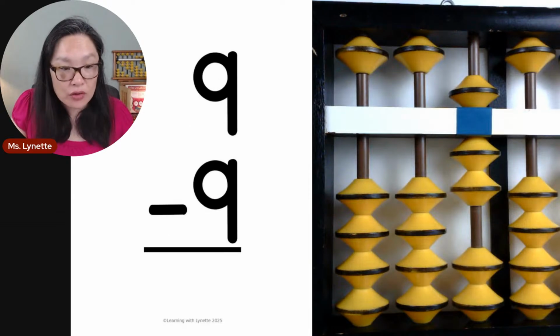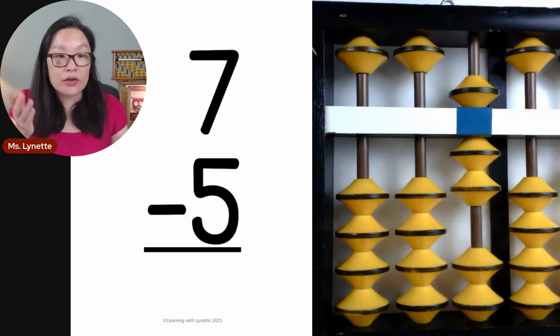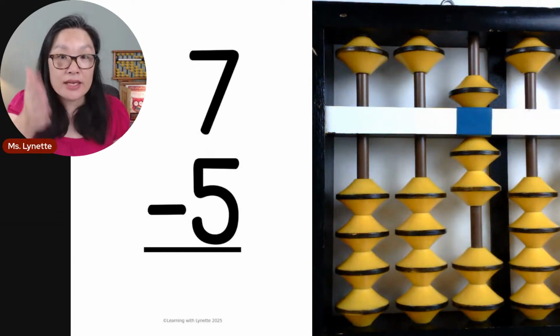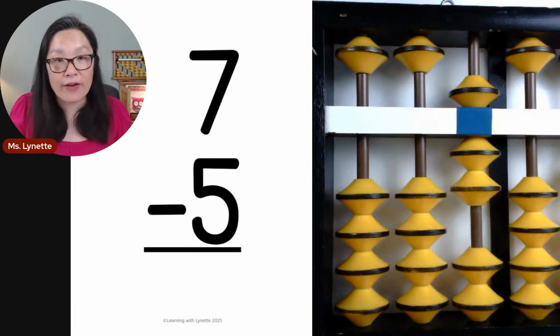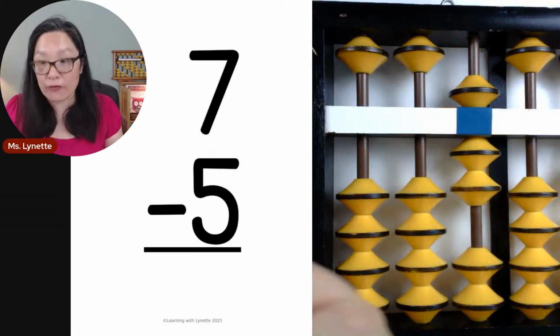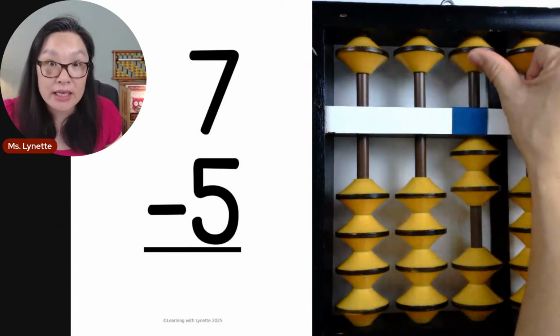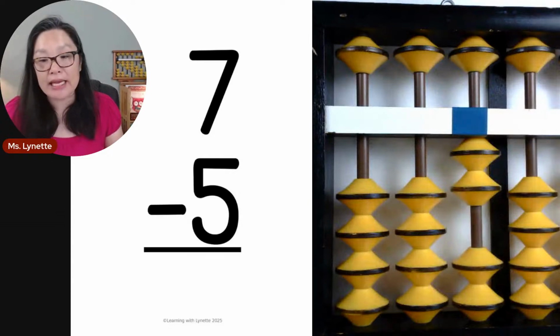Whereas if you go to these symbols, right? This is 7, take away 5. We're asking the children to visualize what 7 looks like, and we're taking away what 5 is. Whereas on the abacus, we could say, this is 7, and we want to take away the 5. They could see it and they can remove it.